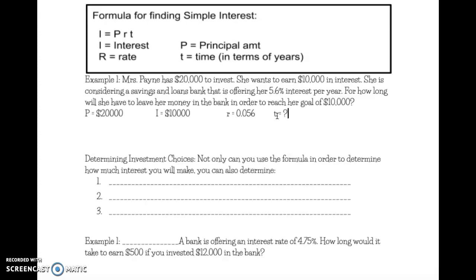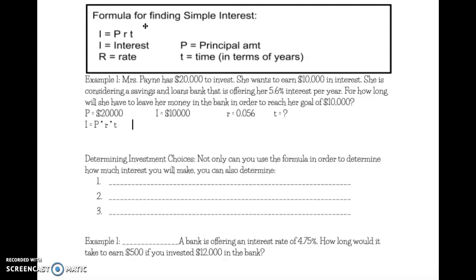It then asks for how long will she have to leave her money in the bank in order to reach her goal. Well, T is the only piece left in my formula that I don't have, and it's also what it's asking for. So I leave T as a question mark. Once I'm there, I can just plug in different pieces into my original formula where I equals PRT. So that's what I'm going to do. I equals P times R times T.